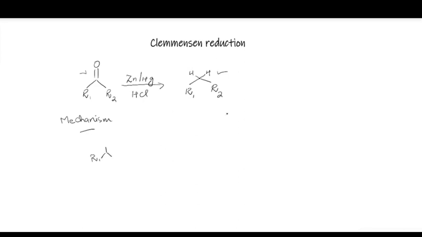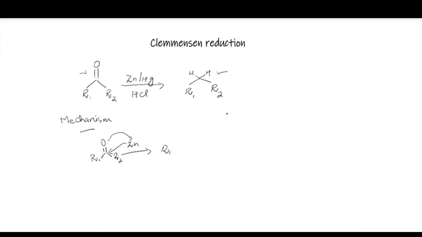We have this ketone here, and as I told you earlier, the reaction happens at the surface of zinc. So zinc actually provides an electron to this carbonyl functional group here, to this carbon, and in turn this oxygen attacks zinc here.